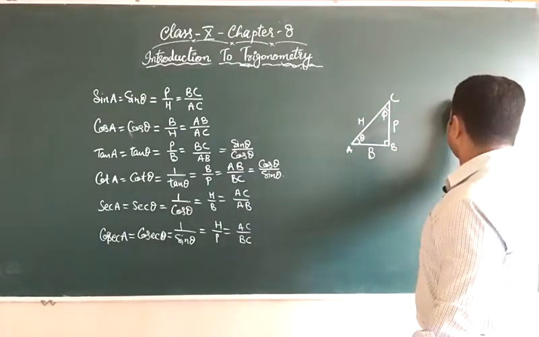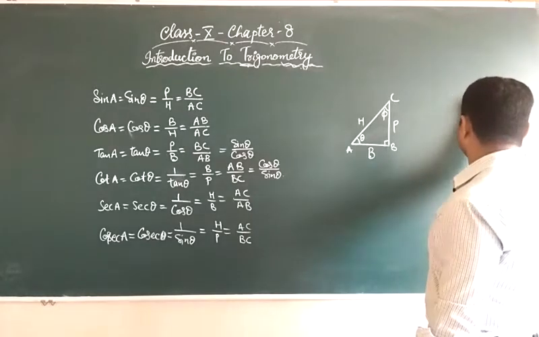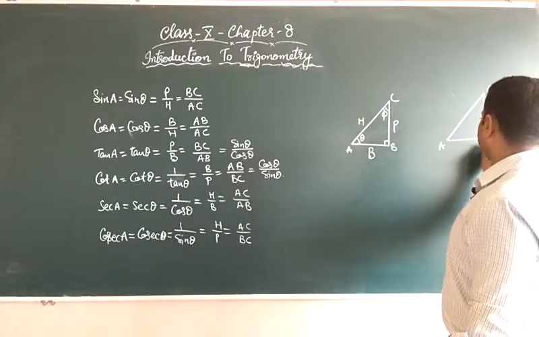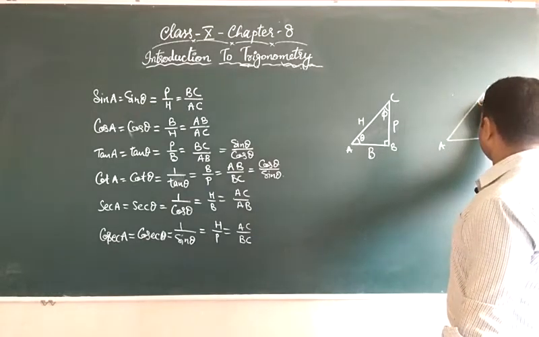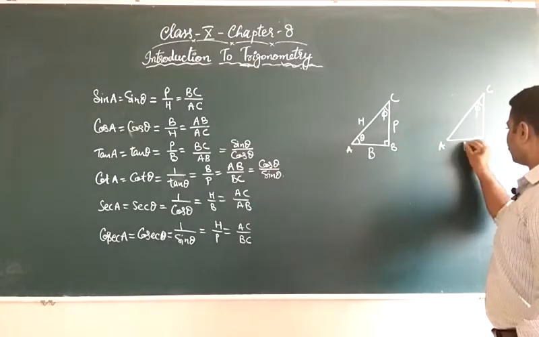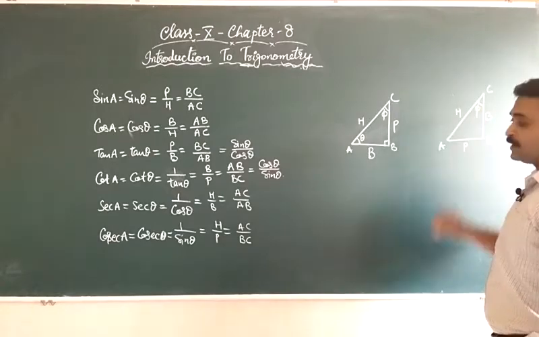I am making another triangle here. It is C, it is A and it is B. This angle phi. For this angle, this is the perpendicular, it is the base and it is hypotenuse.